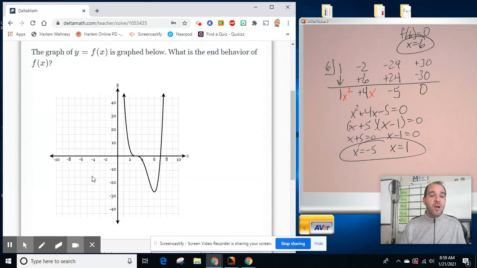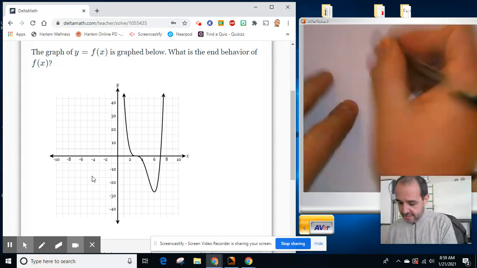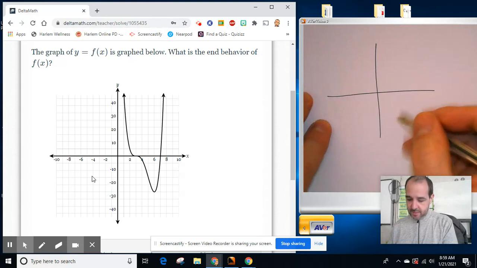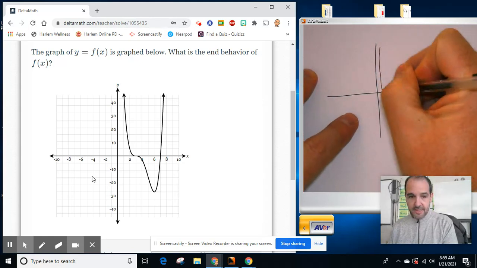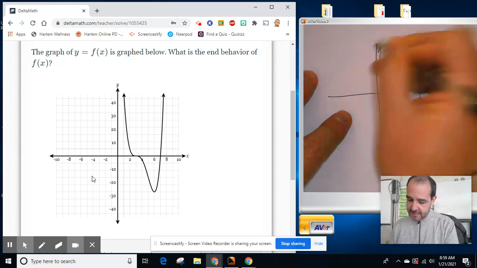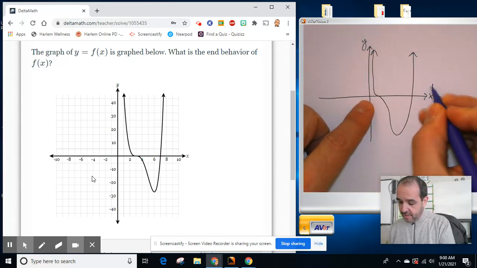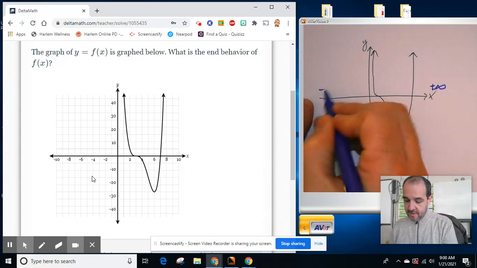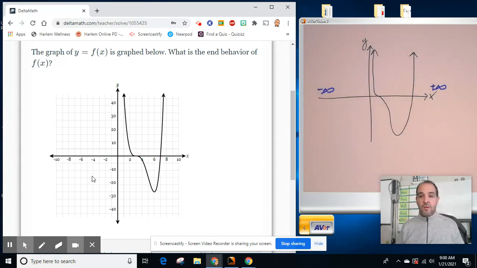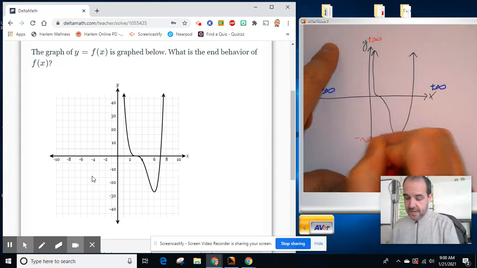Okay, end behavior. Oh dear. End behavior. Okay. Again, I'm going to draw a quick sketch of this. I'm not going to get too fancy with it because I just need something to be able to reference here. Okay, so x-axis, y-axis. Reminder back when we did end behavior, we talked about how when we go to the right, forever to the right is positive infinity, forever to the left is negative. Okay, when we look at y, up is positive infinity, down is negative infinity.